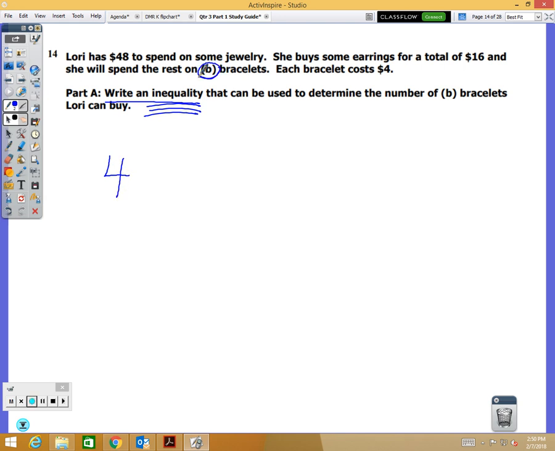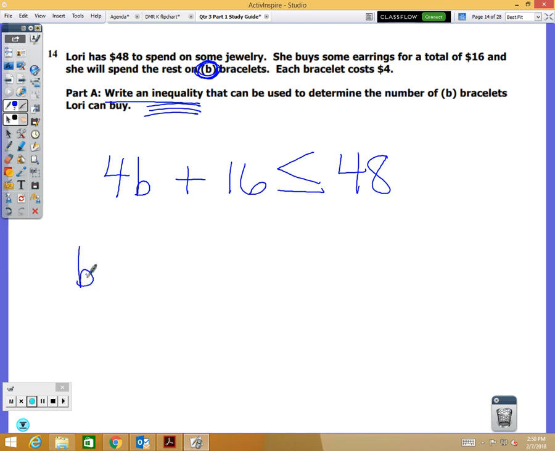Again, even if you don't like using the letter B, we have to use it in this one. So $4 for each bracelet, plus the $16 she spent on earrings. All of this together needs to either be equal to or less than the amount of money she has, which is $48. So make sure, I'm going to call it an alligator, make sure your alligator is eating that 48. Whether you had the 48 on the left side or on the right side, the alligator should be eating your 48.